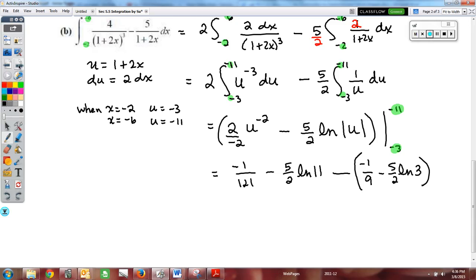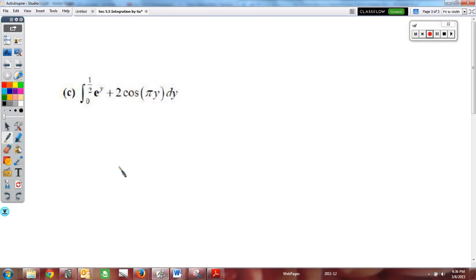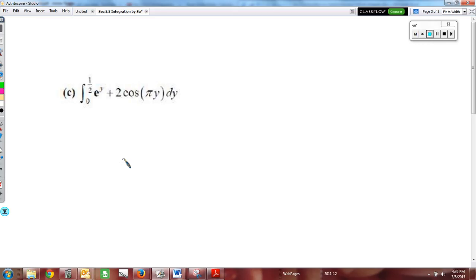All right, couple more examples. All right, here's one for part C. And again, not going to worry so much about our integration. Now the nice thing about this one, I can distribute the integration over addition. So the first one, the 0 to 1/2 e to the y dy, does not have a u substitution. So I just bring it along.